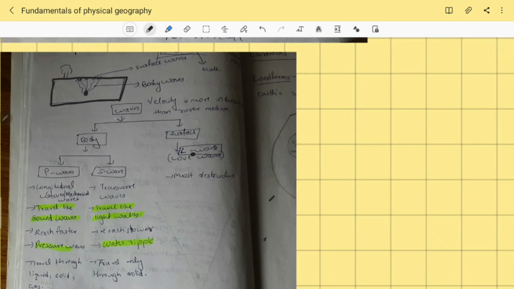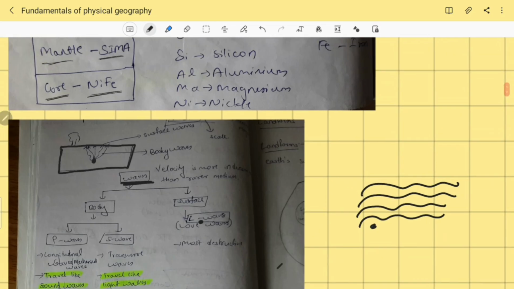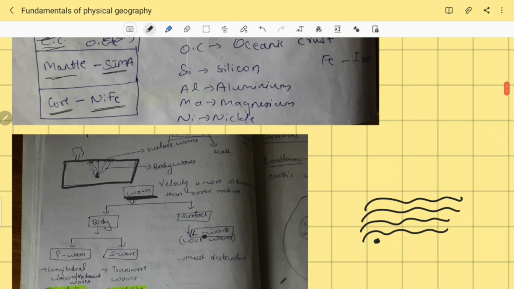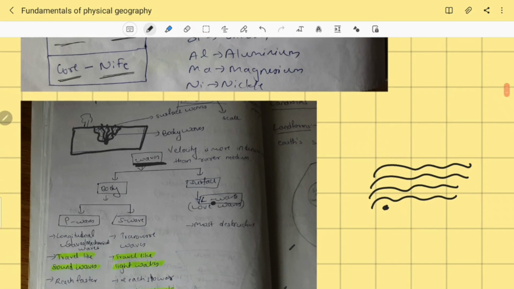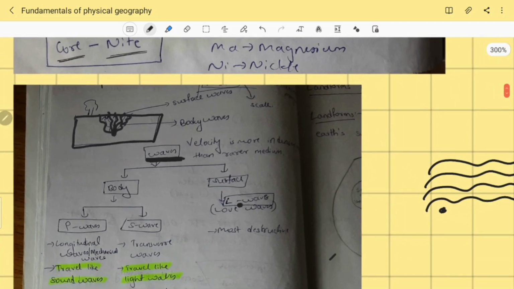So let's see what are the different types of waves. Okay, waves mean what? See, say you throw a stone in a pond, there is a movement of water, right? So what is it? It's a wave. So in the same way, when energy is released, there is a movement in the interior of the earth, and that reaches the surface, that's when we feel the earthquake. So in the same way, waves are formed when there is an earthquake.